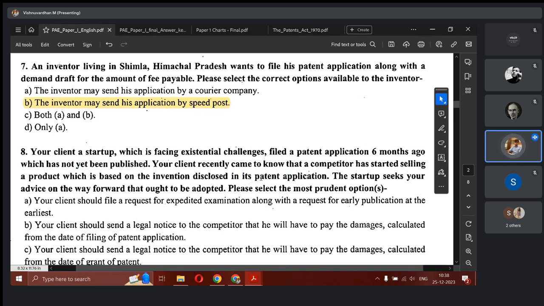Okay, so for you to stop the infringement, you cannot file a suit till the grant, but from the date of publication, you have all the rights of a patentee. I think section number 6 talks about all your rights are from the date of publication. Okay, as if you have received the patent itself, but you can't go to court till the grant. So you'll have to get it published very fast. The startup seeks your advice on the way forward that ought to be adopted. Please select the most prudent option. So prudent means the most legally careful option.